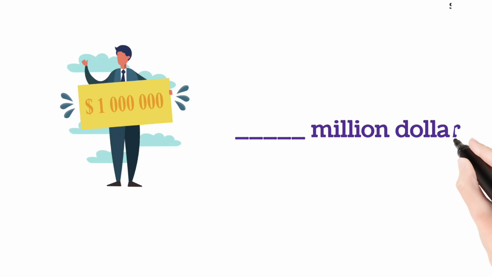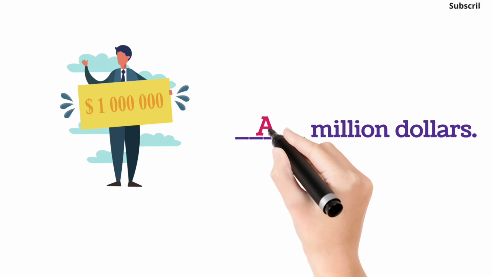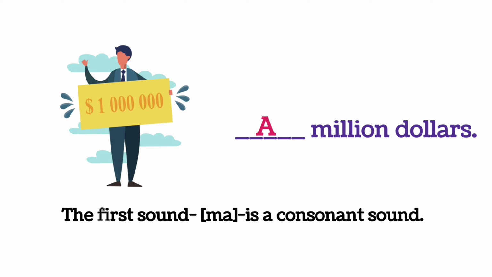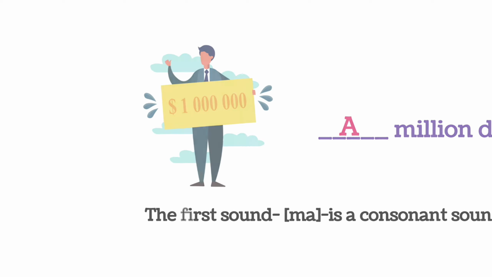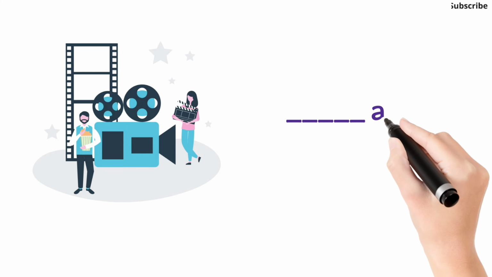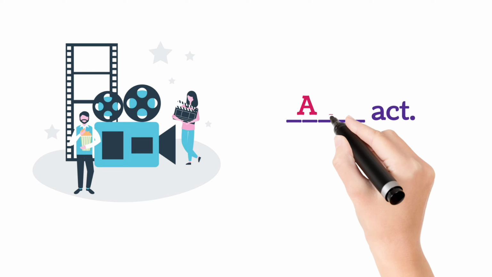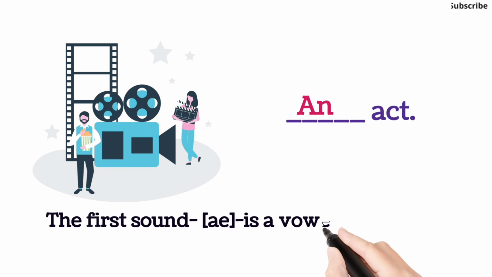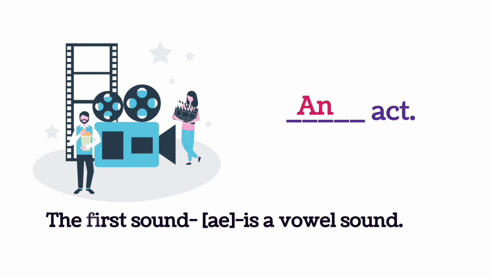Dash $1,000,000. A $1,000,000. The first sound ma of $1,000,000 is a consonant sound, so a $1,000,000. Dash act. An act. The first sound of act is a vowel sound, so an act.